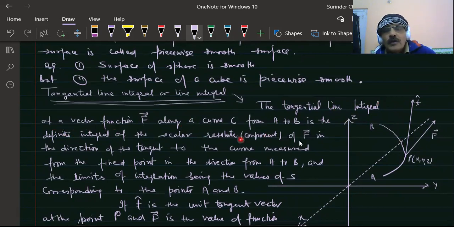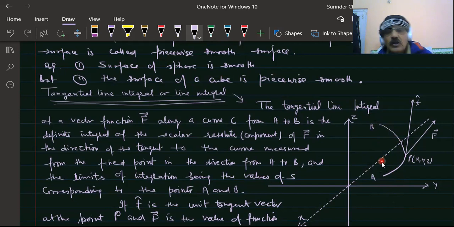Now the tangential line integral of vector F along this curve from A to B is the definite integral of the scalar resolute component of F in the direction of the tangent. Resolute means the component of this force F in the direction of the tangent to the curve, measured from the fixed point A in the direction from A to B. From every point, we can find this.